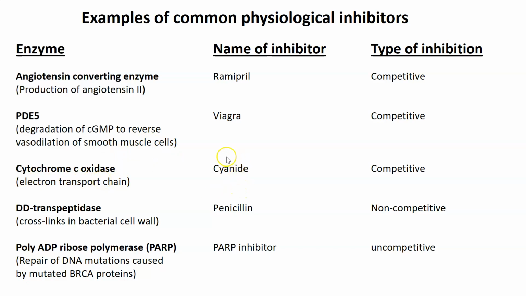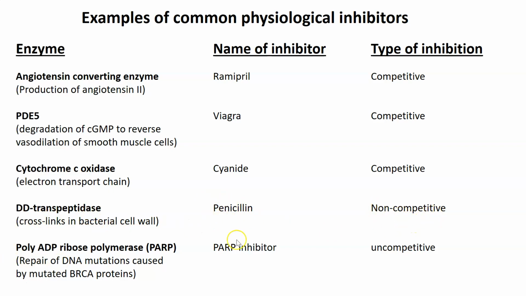So there's another one, cytochrome C oxidase, which we'll talk about in cellular respiration. Cyanide, it's not a drug, obviously, but it's a poison. Cyanide affects the electron transport chain, especially this enzyme in the electron transport chain, cytochrome C oxidase, and again, it does it in a competitive manner.